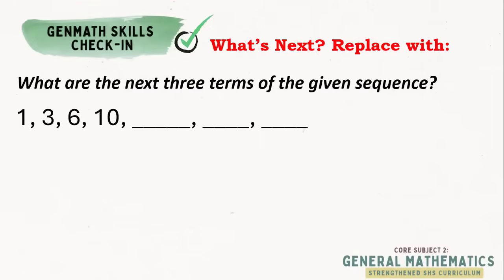Now, let's proceed to the next items. Let's have 1, 3. Did you get 15, 21, 28? What rule is being followed in these examples? Later, we will be answering those questions. But what is important is that you were able to get the next three terms of the given sequence. Did you use a pattern to think of the next terms?